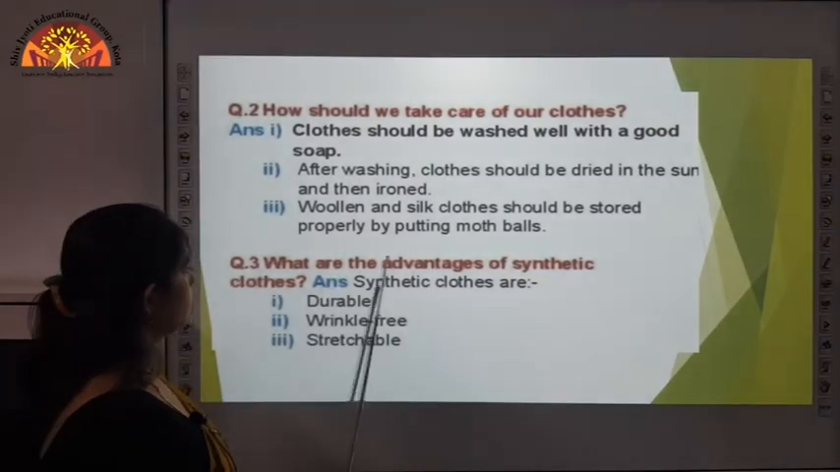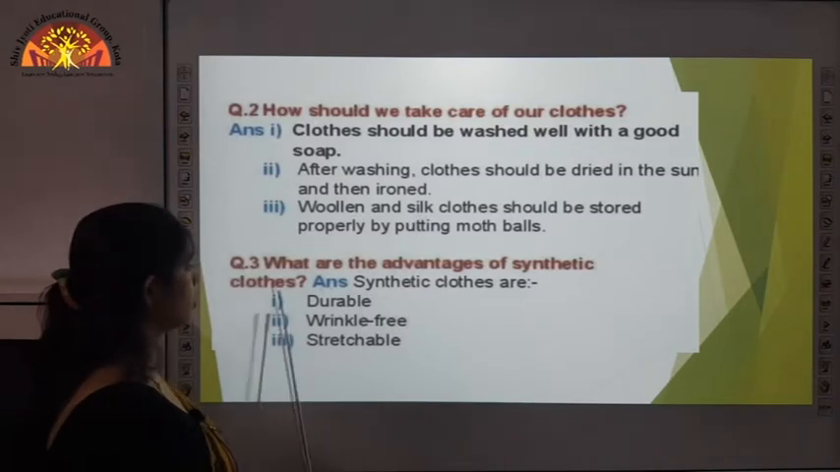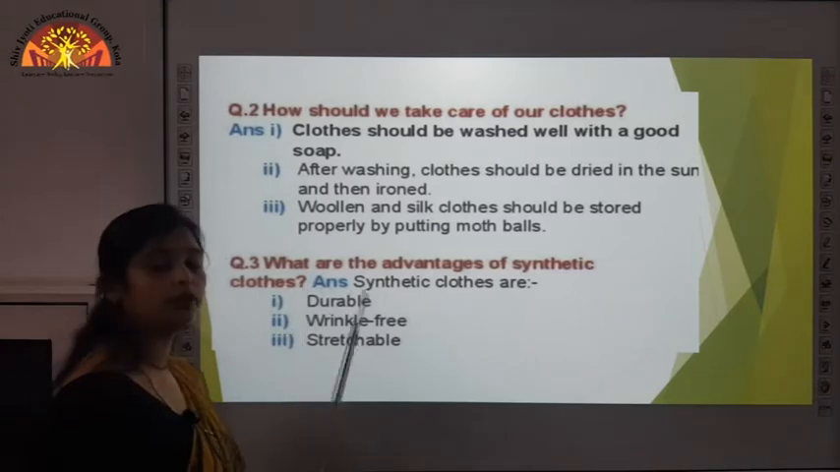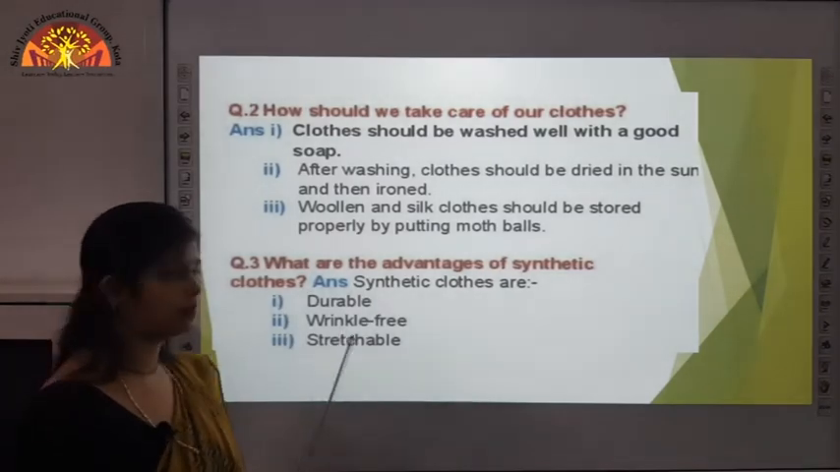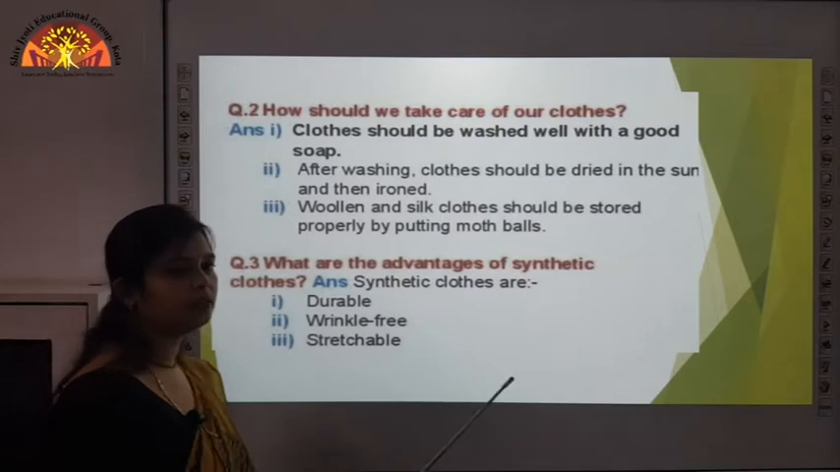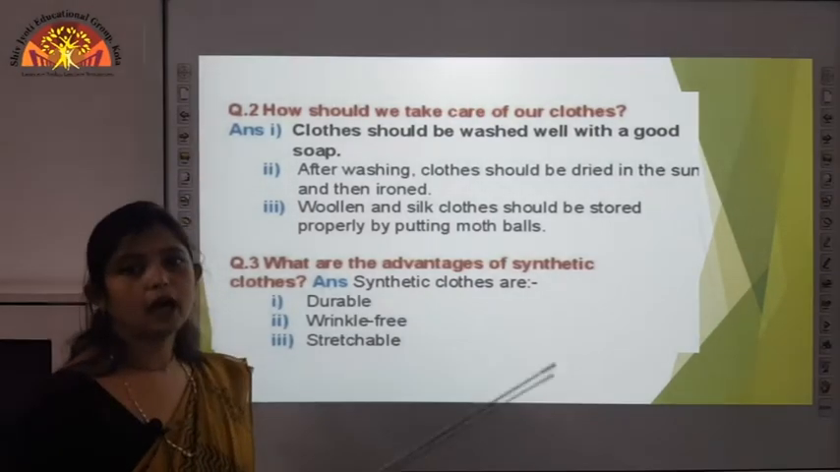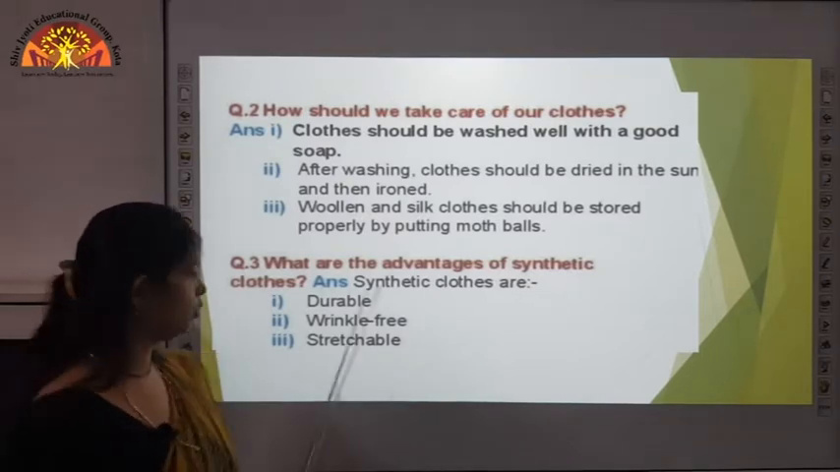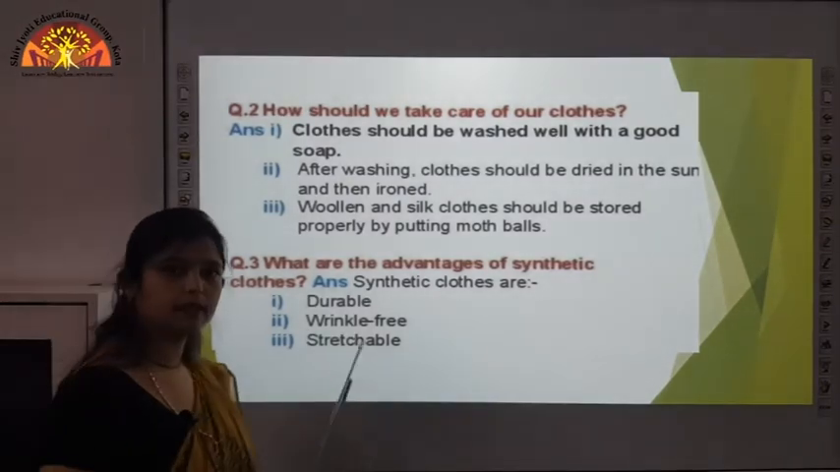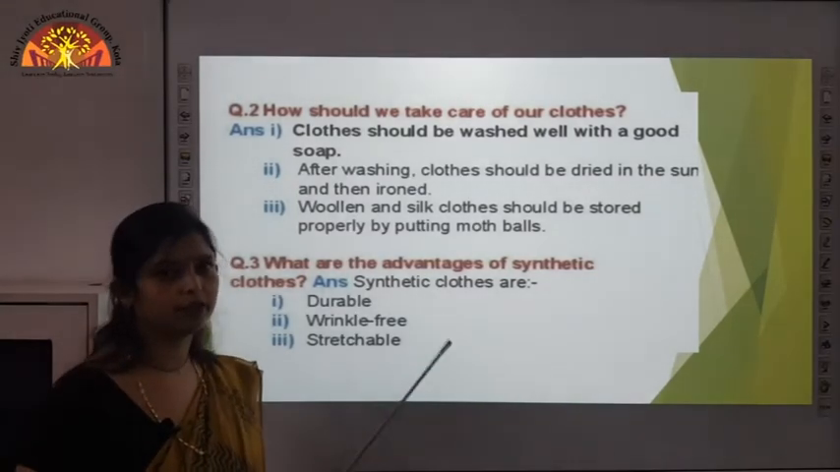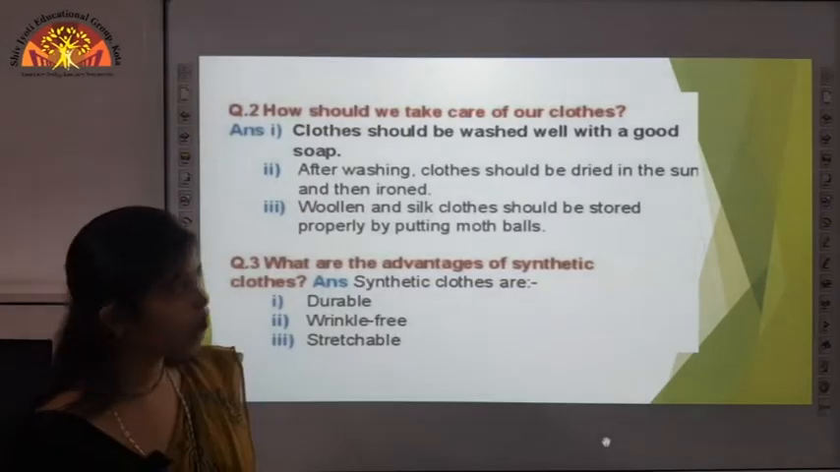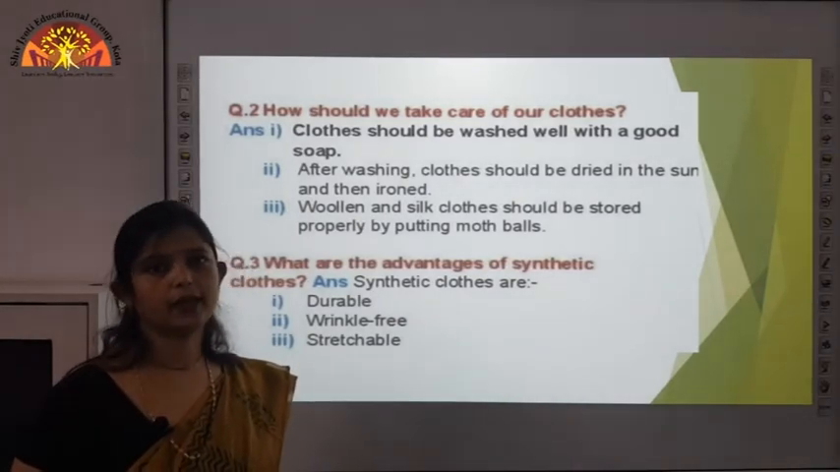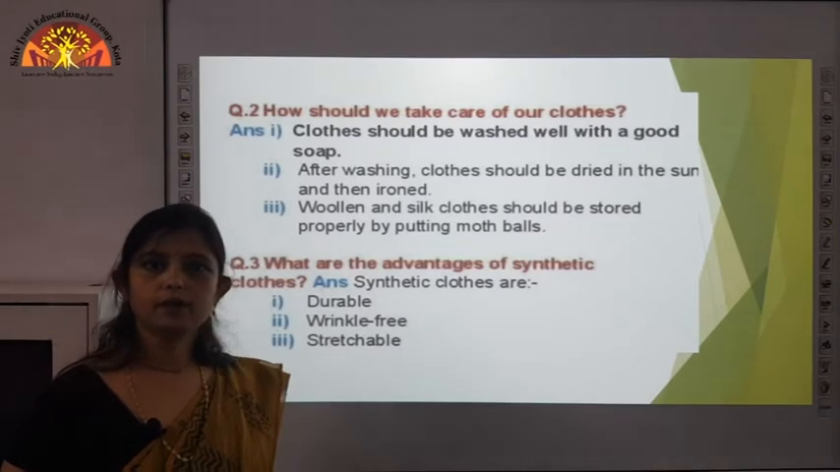Then, what are the advantages of synthetic clothes? So, answer is synthetic clothes are, first of all, durable, means they are long lasting. Secondly, wrinkle free, means they need not to be ironed again and again. They do not get wrinkled very easily. Okay. Then third is stretchable. These can be stretched to fit in different sizes. Okay. This was all about the explanation of chapter 3 clothes. Now we move to the explanation of chapter 5 safety first.